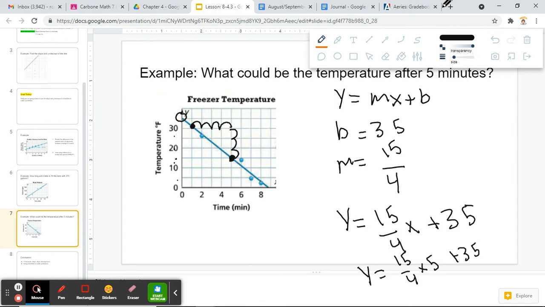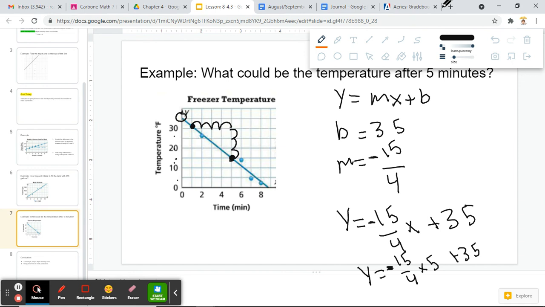Okay, so let's look at this slope. This slope is going down, right? So this m needs to be a negative. Since our slope is decreasing, we actually didn't go up any, we went down. So this should be a negative 15 fourths. My bad there. Okay, so negative 15 fourths times 5, and then plus the 35.